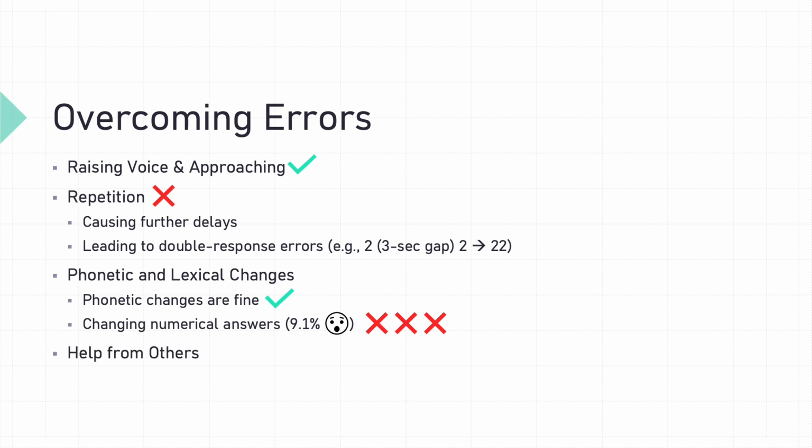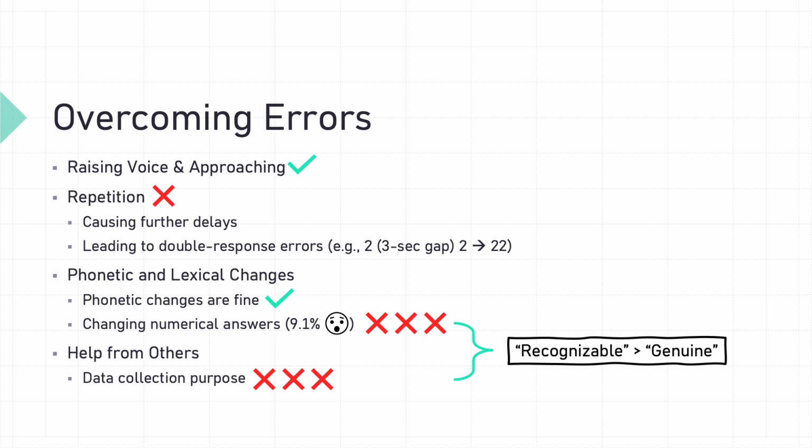session. Lastly, another unexpected strategy was help from others. Collaboration is usually found to be a way to resolve interaction errors. In our case, however, such collaboration usually means that the non-targeted user reported the answer on the targeted user's behalf. This is a very bad strategy for data collection purposes. To sum up, we think our participants strive to give recognizable answers rather than giving genuine answers.